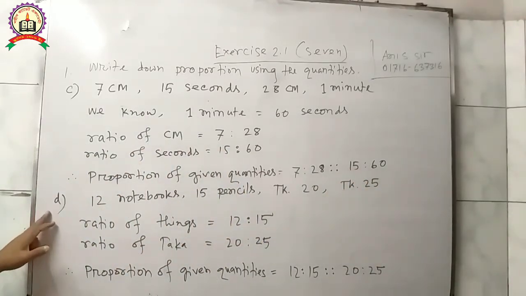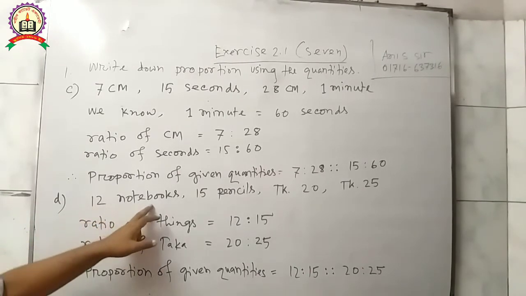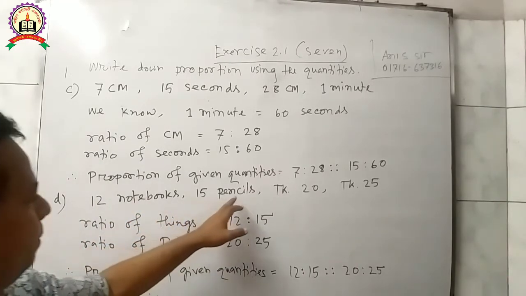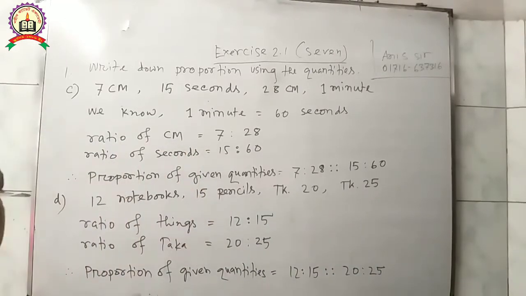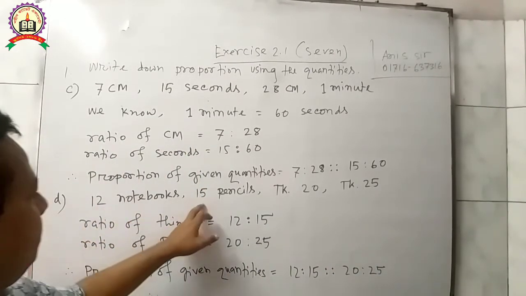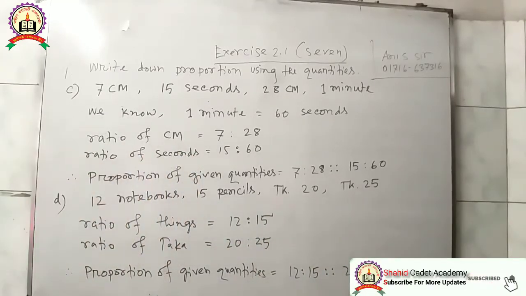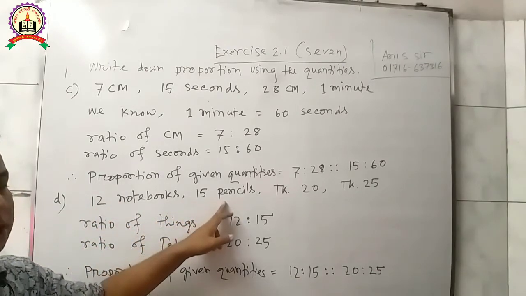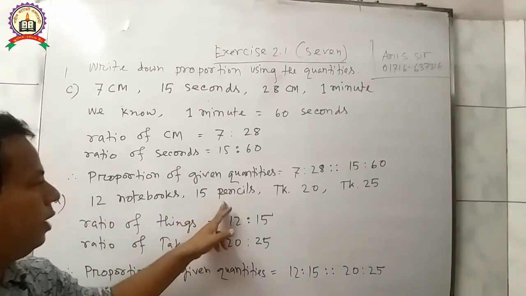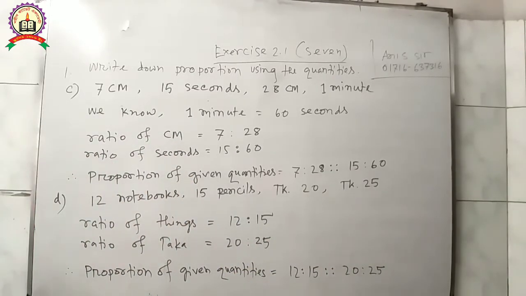D of 1. The four quantities are 12 notebooks, 15 pencils, 20 taka, 25 taka. Here 12 notebooks and 15 pencils are of the same kind, and 20 taka and 25 taka are of the same kind.